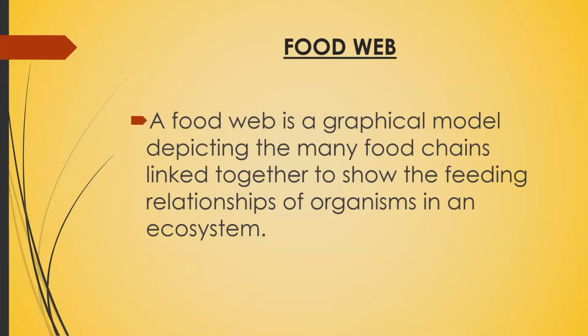After understanding the concept of food chain, we will learn what food webs are. A food web is the natural interconnection of food chains and a graphical representation of what eats what in an ecological community. Another name for food web is consumer resource system. So basically, the food web is a graphical model that shows us many food chains linked together to show the feeding relationships of organisms in an ecosystem.